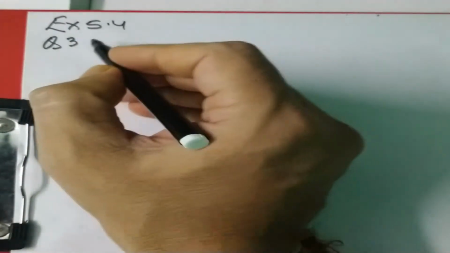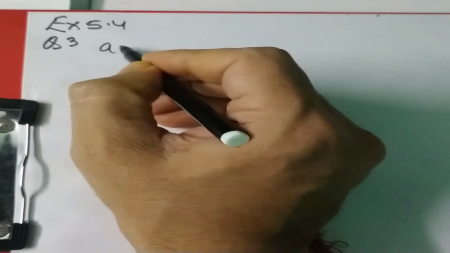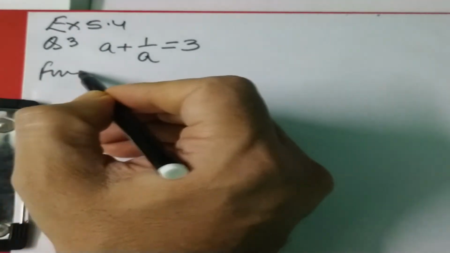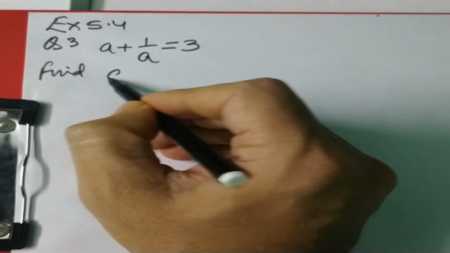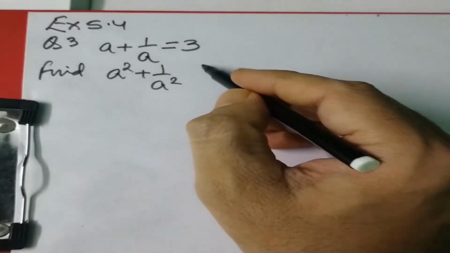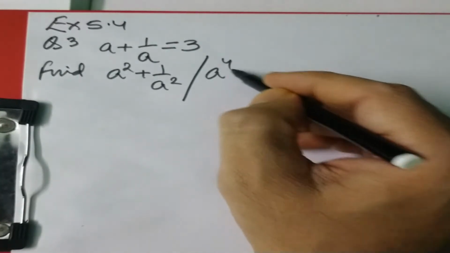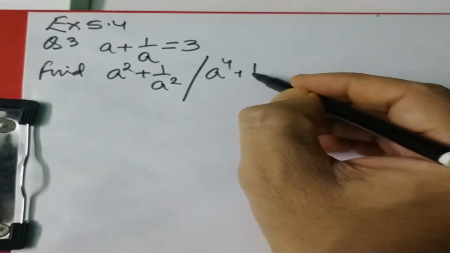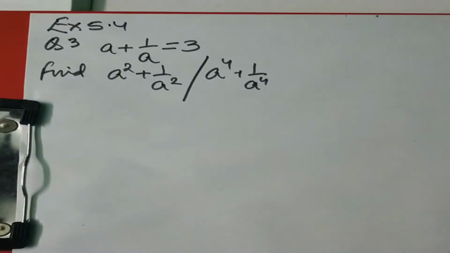and it is written if a plus 1 upon a is equal to 3, you have to find something. You have to find two things. Find a square plus 1 upon a square, and you have to find a4 plus 1 upon a4. Two things you have to find.